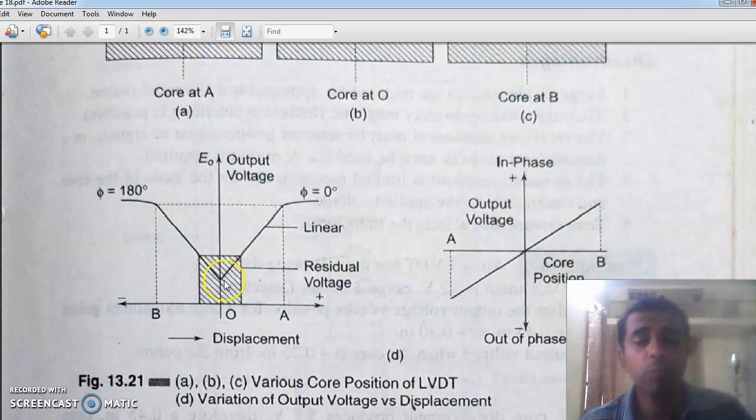And when we move the core towards the left, that is towards the point A, we can see that the magnitude of voltage increases linearly.